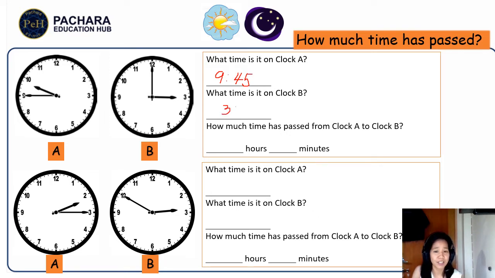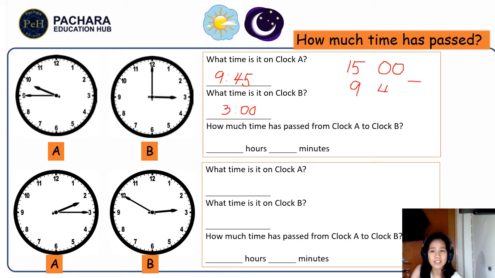Next, what time is it on clock B? So easy, right? It's 3 o'clock because the minute hand points to the number marked 12. So how much time has passed from clock A to clock B? Let's say this is morning and the hands move to the afternoon, 3 o'clock in the afternoon. You can subtract, or you can count. Let's just subtract. So 3 o'clock is equal to 15 o'clock, because 3 o'clock p.m. is equal to 15. And then minus 9:45.